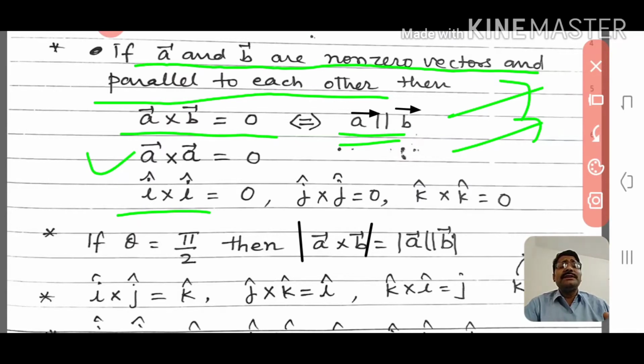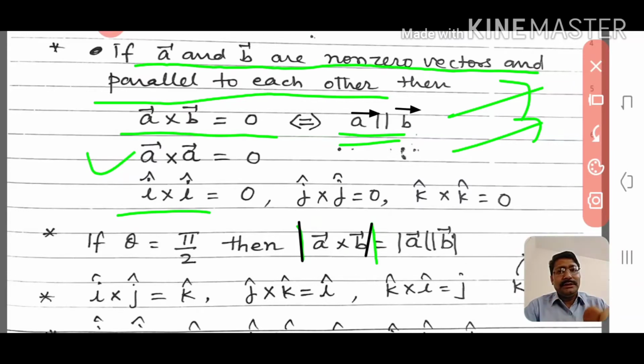Now if the angle is pi by 2, meaning 90 degrees, then what do you have? Sine 90 is 1, so the modulus of A cross B will be modulus A into modulus B. If you do not write the modulus here, you have to include the direction also.